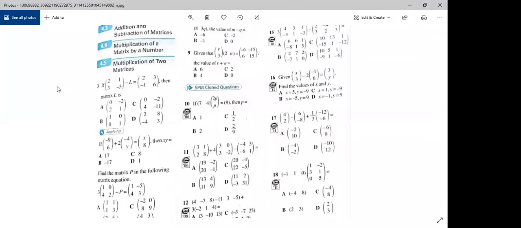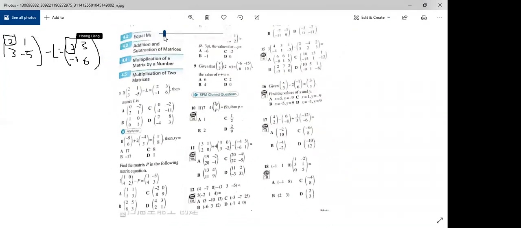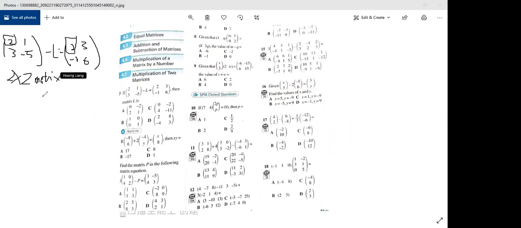if 2, 1, 3, 5, 3, -5 minus L equals 2, 3, -1, 6, then matrix L is what? So as you can see, it's minus L. You can see on the left hand side, the equation is like this. So we go through one by one. You can see left and left. This is like comparison. So this is a 2 times 2 matrix.